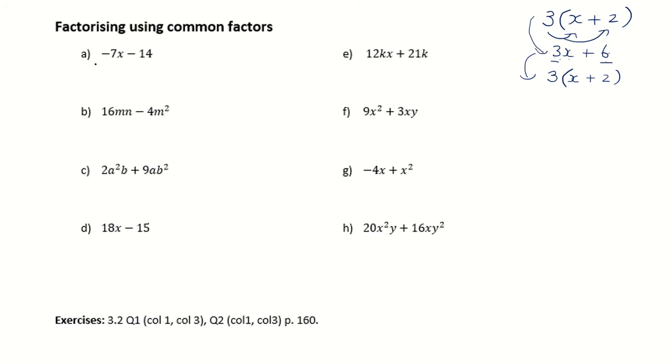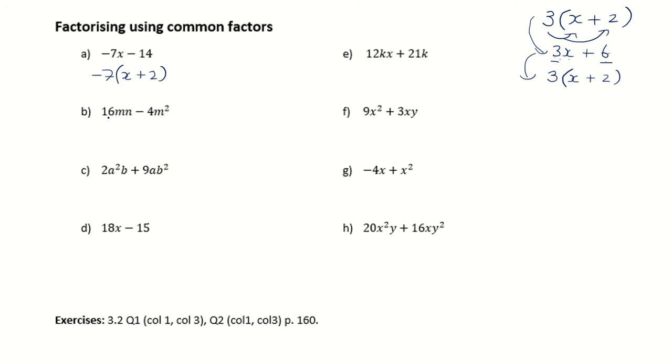So, when factorizing, we look for the highest common factor. So negative 7x and negative 14. Well, they have 7 in common. They actually have negative 7 in common. So, we're going to have negative 7 times x to give us negative 7x, and negative 7 times positive 2 to give us negative 14.